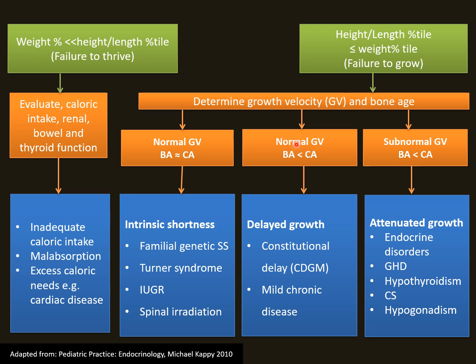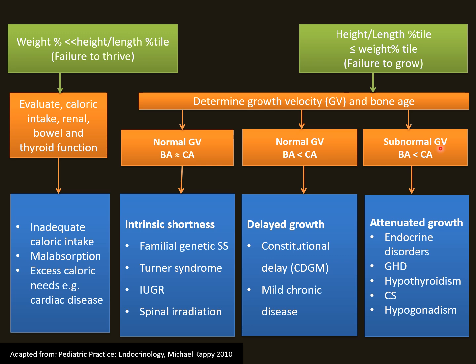If you are dealing with normal growth velocity and the bone age is delayed, or if you see the bone age is less than the chronological age, this is delayed growth, and the best example of that is constitutional delay or mild chronic diseases.